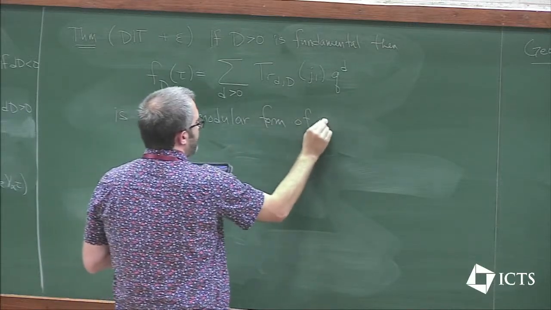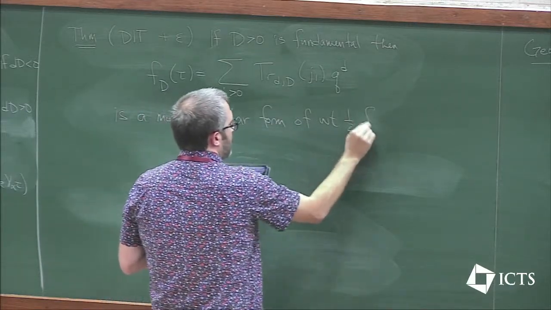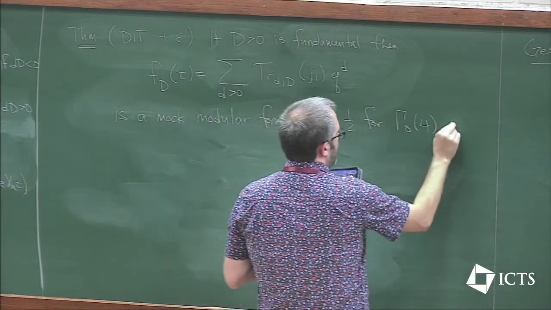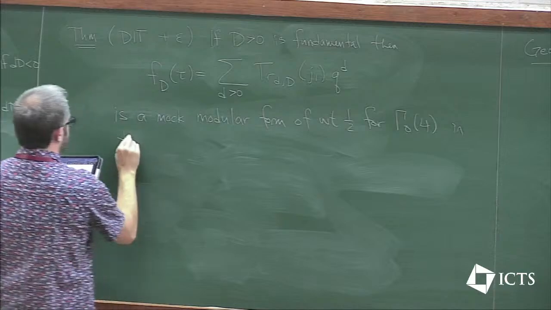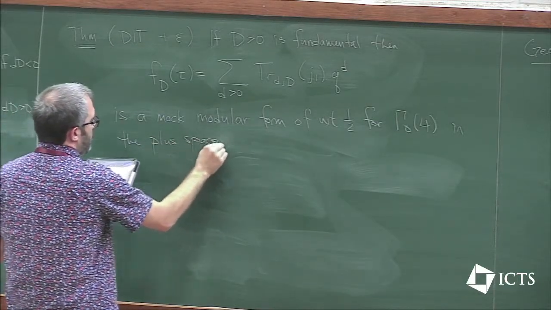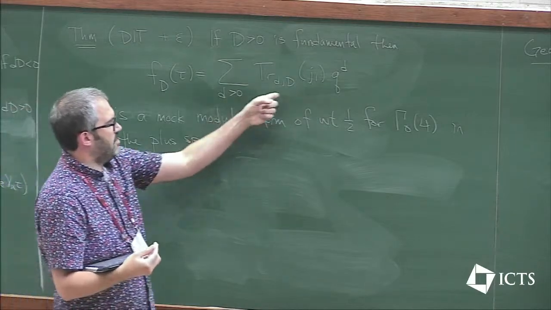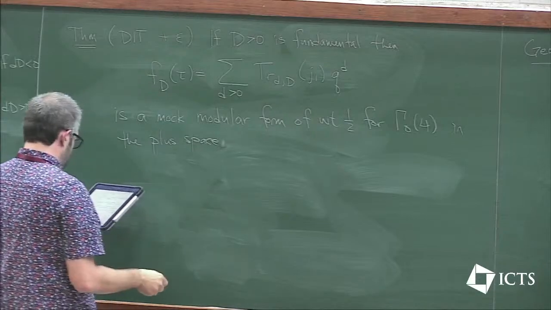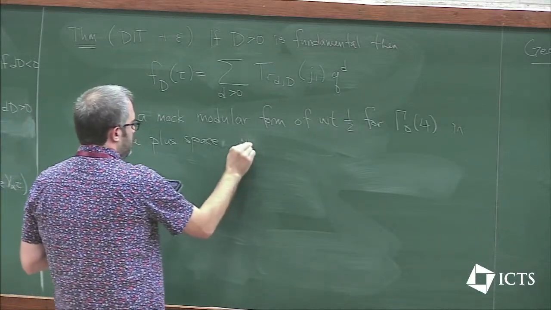Of weight 1/2 for gamma 0, 4 in the plus space. You can actually just see from the definition that it's going to be in the plus space because all the d's are 0, 1 mod 4. And I can tell you what its shadow is.